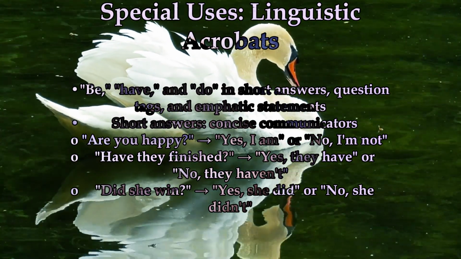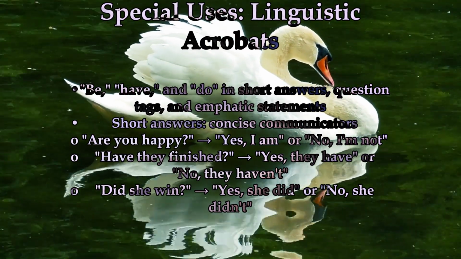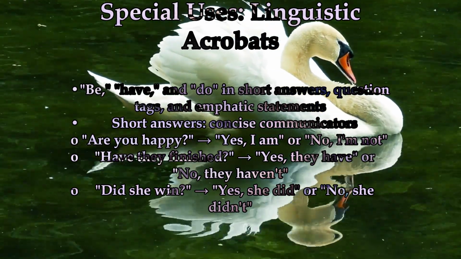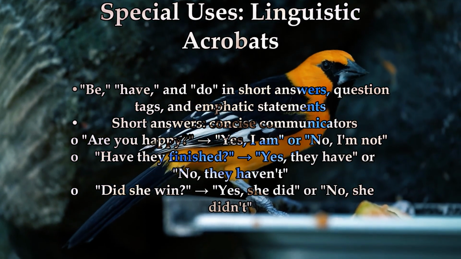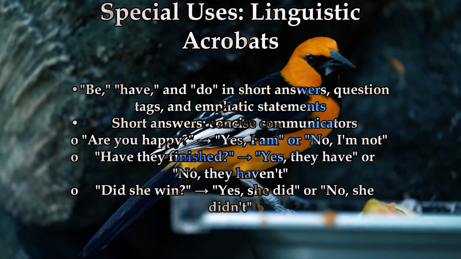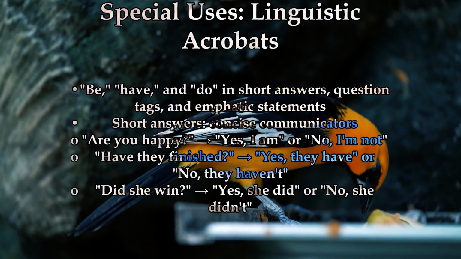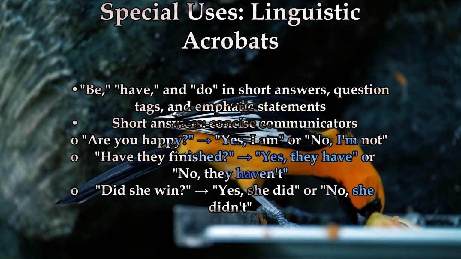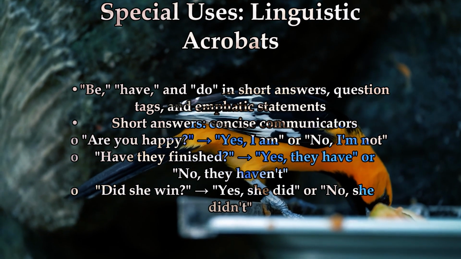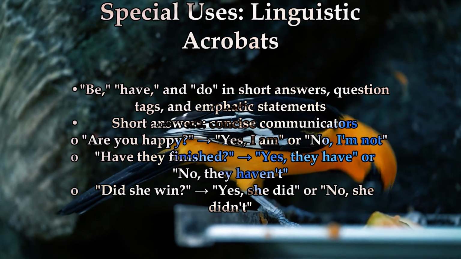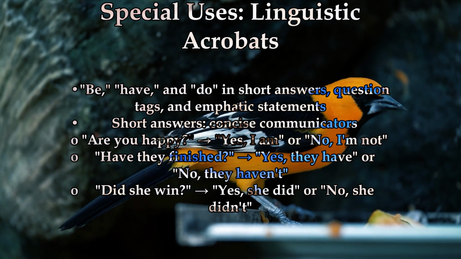In short answers, these verbs become concise communicators, allowing us to respond to questions without repeating the entire query. If someone asks, "Are you happy?" you can simply say, "Yes, I am," or "No, I'm not," letting be do the heavy lifting. Similarly, for "Have they finished?" a brief "Yes, they have," or "No, they haven't" suffices, thanks to the power of have. And when asked, "Did she win?" a concise "Yes, she did," or "No, she didn't" gets the point across, with do taking the lead.